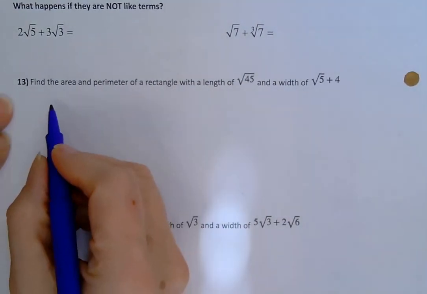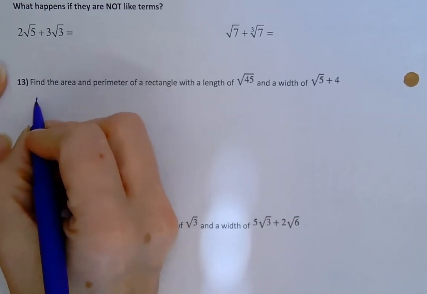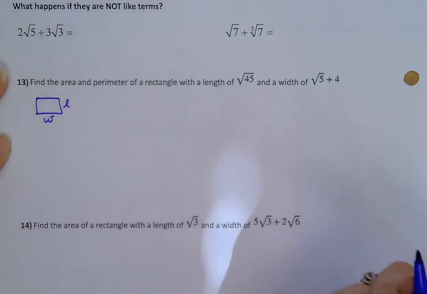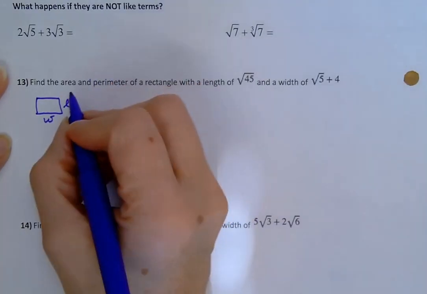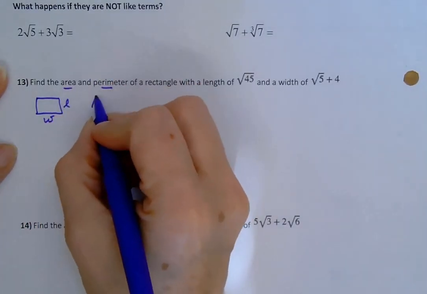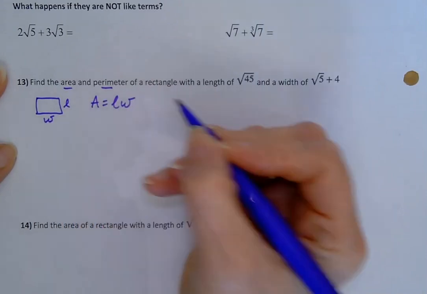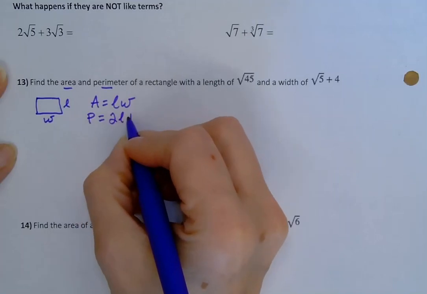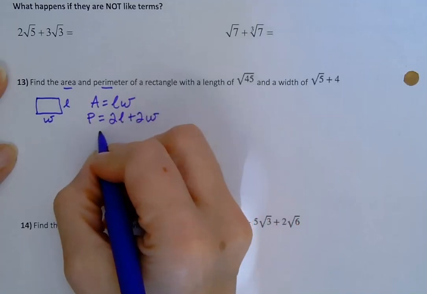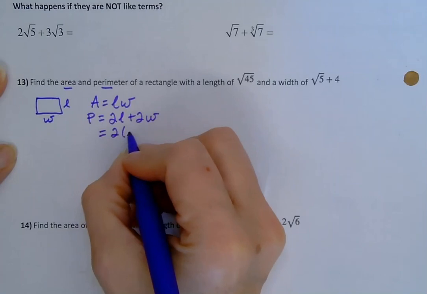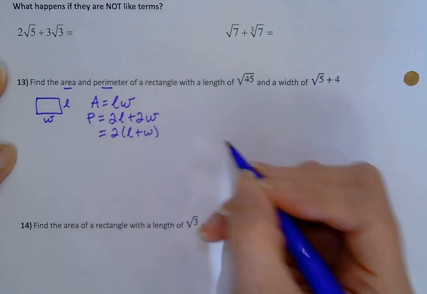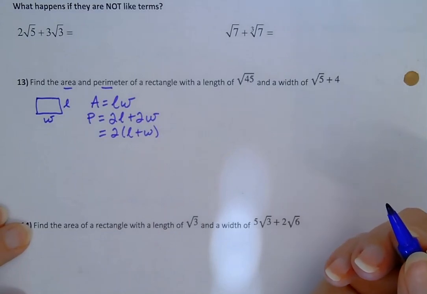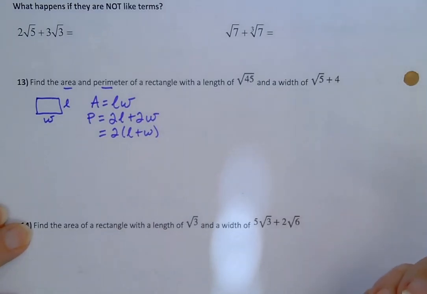So we are going to start with number 13 here. We have a rectangle. And we know that we have a length and a width for any rectangle. And we're asked to find the area and the perimeter. So I know area of a rectangle is length times width. And I know the perimeter is either going to be 2 lengths plus 2 widths, or I can also write the perimeter as 2 times length plus width. And I probably choose my formula based on how I'm given information, or whatever floats my boat that day.